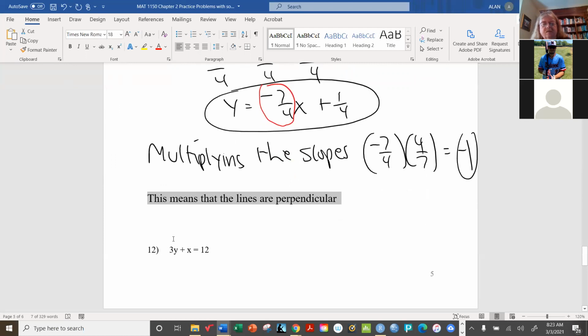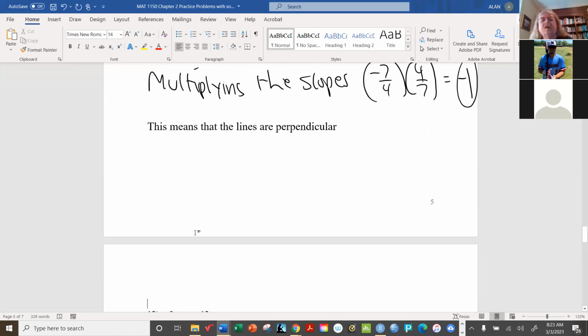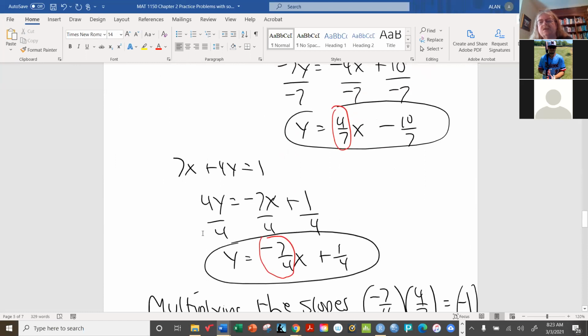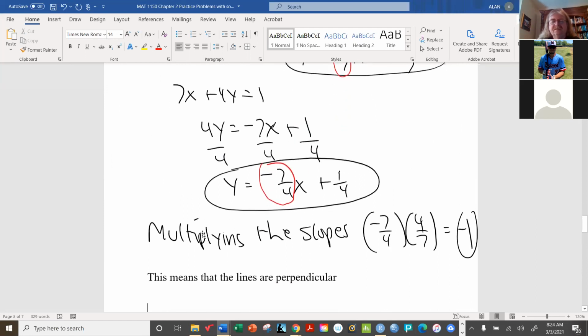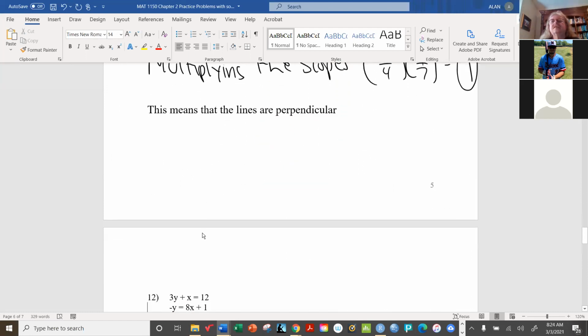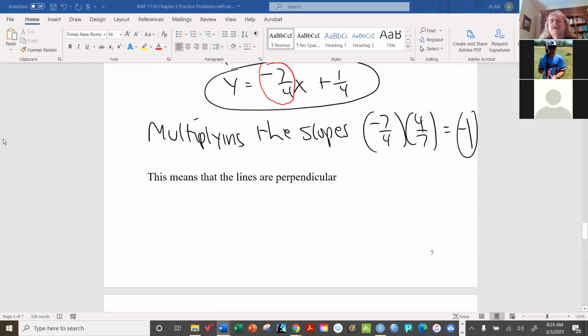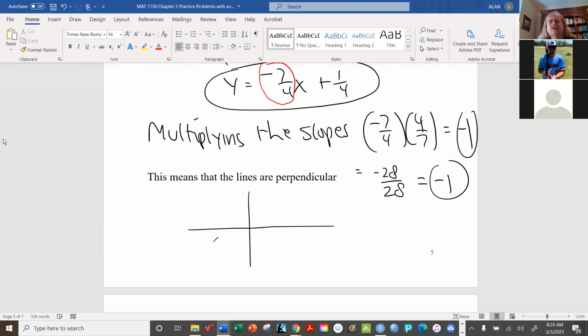All right, so whatever they look like, where they cross, we have a right angle. And that's what the word perpendicular actually means. Let me write it out. I'll go through one more step. This is actually -28/28. If you multiply the numerators and the denominators, you'll get -28/28, which is -1. So I don't know exactly what they look like, but they're going to cross at a right angle.